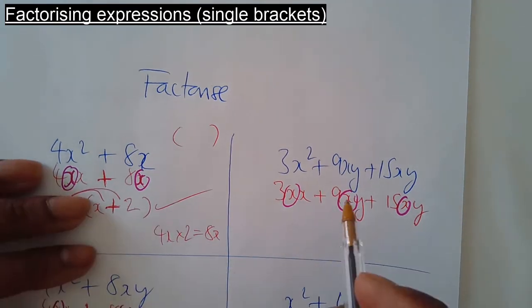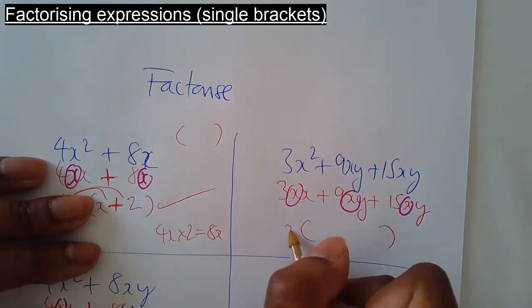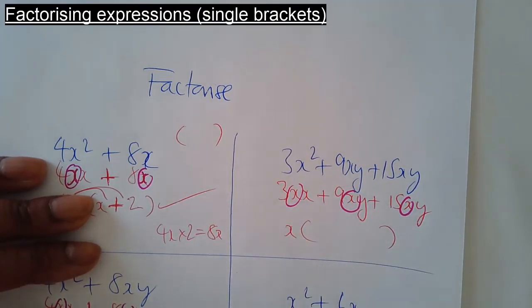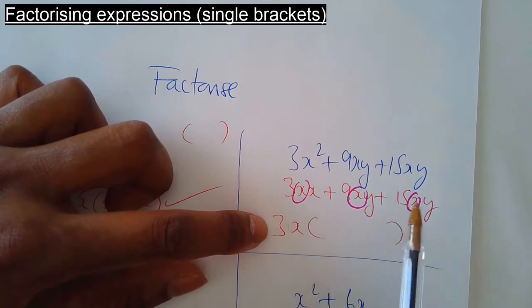So we just carry on. The only thing that these three terms have in common is the X that I've just circled. Now, biggest number that goes into 3, 9 and 15 is 3. You can check. 3 is in the 3 times table, 9 is in the 3 times table, 15 is in the 3 times table.